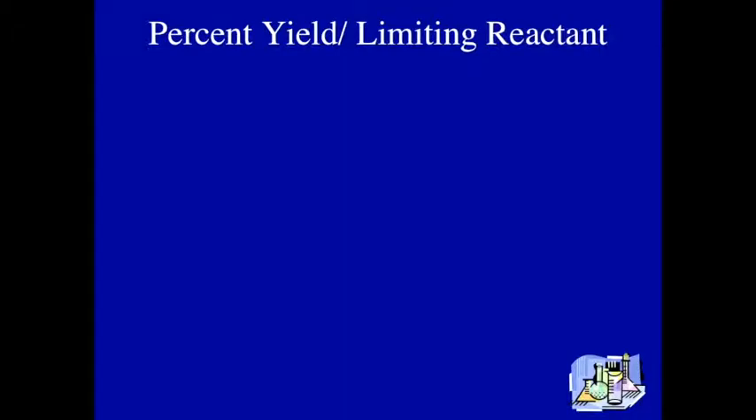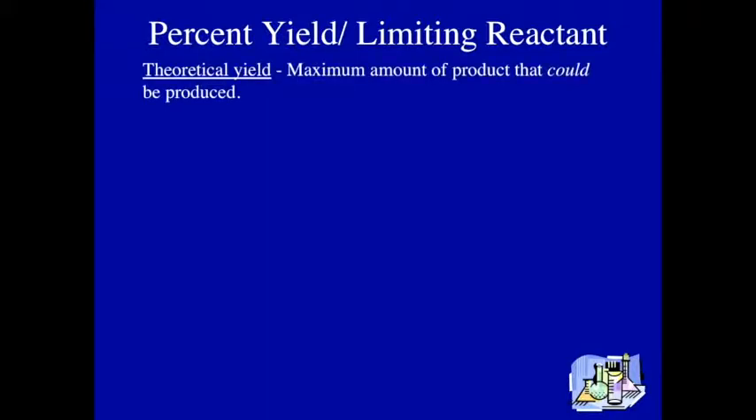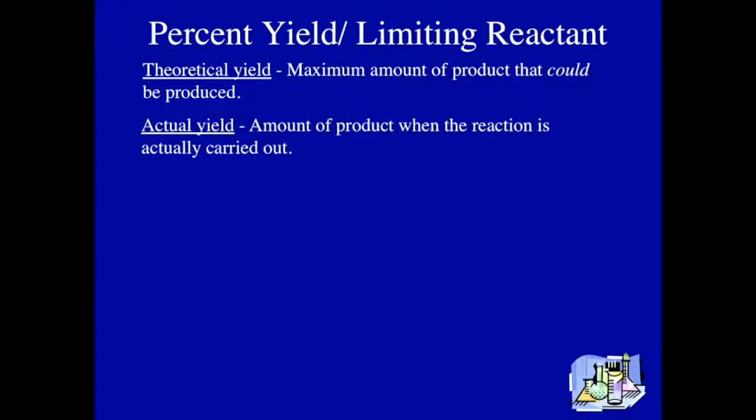In this video, we will take another look at percent yield and limiting reactant. We need to remember a few terms from the previous video. One of them is theoretical yield. That's the maximum amount of product that we could produce if everything went perfectly. The actual yield is the amount of product that we find when the reaction actually is carried out, which is always less than your maximum amount.